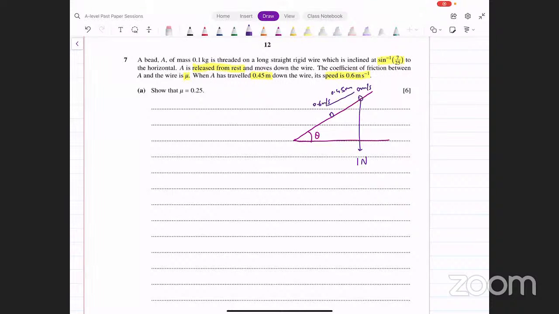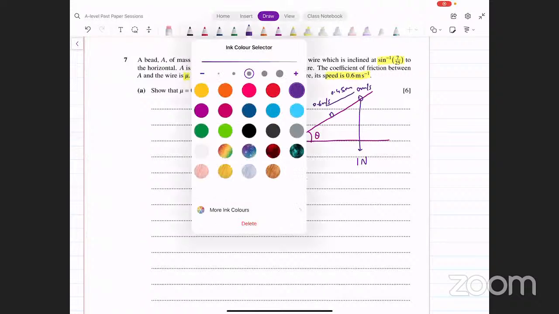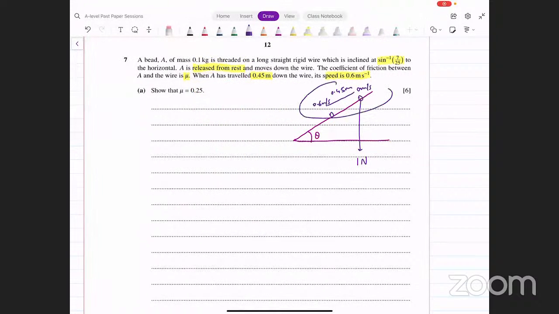Forces और acceleration को क्या चीज connect करती है? Resultant force equals mass into acceleration. We've got these speeds and distances. हम इनसे क्या करते हैं? Let's write them down here first. U equals 0. Initial speed 0 है. नीचे को move कर रहे हैं, right? तो नीचे वाली side positive ले रहे हैं. Final speed क्या है? नीचे पहुंच के? That is 0.6. What's the distance traveled? That is 0.45.